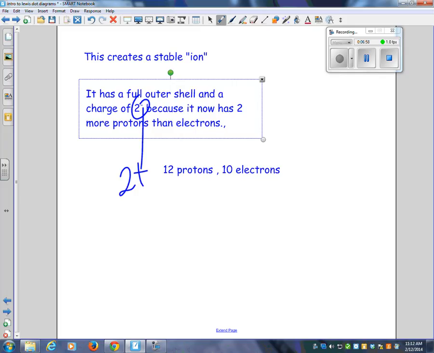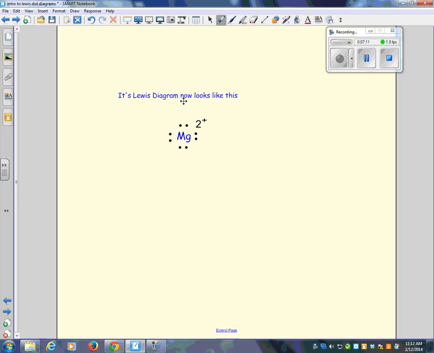I promise. Okay? The charge is 2 positive because now I have 12 protons, 10 electrons. I got way more positives than electrons. Okay? What does the Lewis dot diagram look like now? It looks like this. Notice that magnesium has gone from this. It got rid of those. Now its outer shell is the next one inside, kind of like the Ukrainian nesting dolls.